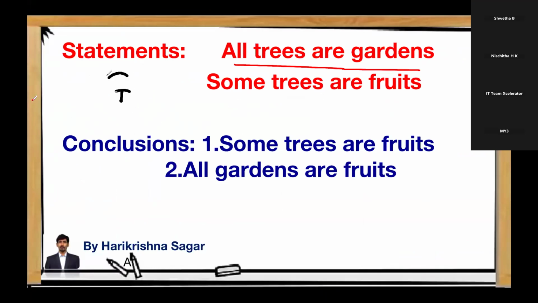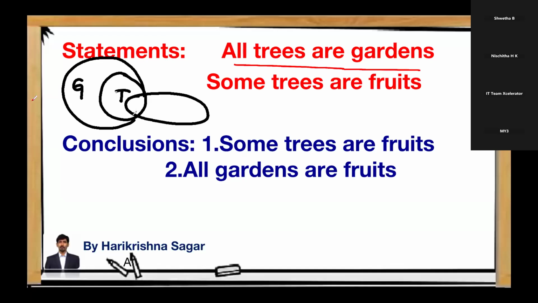Without violating the condition, he said all the trees are gardens. So all these trees are gardens. I'm drawing like this. Only some trees are fruits. So that's the reason I'm taking some of the trees as fruits. So I'm done with 50% of the answer. Now my task is to look at the option conclusions and decide which conclusion is correct.